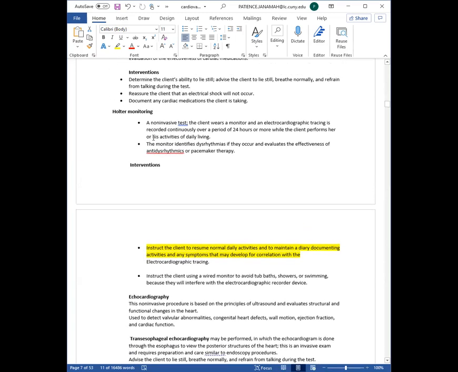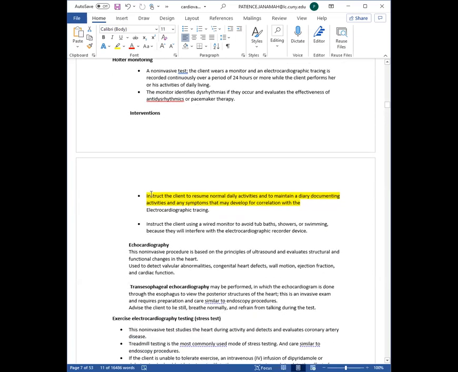Now, the interventions for the Holter monitor, I'm not going to talk about it. You just need to instruct the patient. So anywhere that says instruct patient is teaching. You are instructing, you are teaching. That's the nursing function. They don't want you to go thinking about how to only give medication. They want you to be able to tell them what that medication is and what it's supposed to do in their bodies. So you instruct them that they will resume their normal daily activities. They will not be worried, and they'll be monitoring every day.